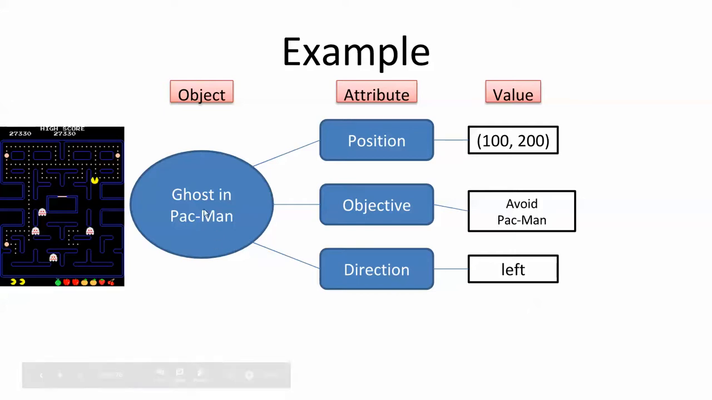For example, for a ghost in Pac-Man, his X coordinate could be 100 and his Y 200. The objective right now is, oh no, Pac-Man just ate a power pellet, I need to avoid Pac-Man. Oh wait, the timer ran out. Now my goal is to chase Pac-Man. Or, I just got eaten by Pac-Man, so I look like little eyeballs, and my objective is to get back home. The direction he could be going is left, right, up, or down. So that's the state. These are the values of the state machine.